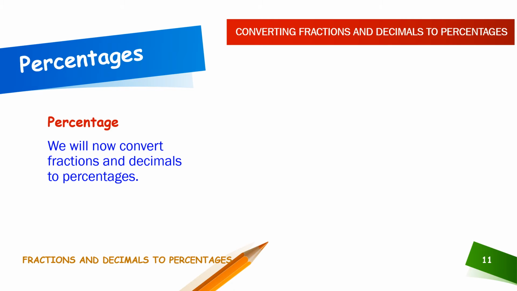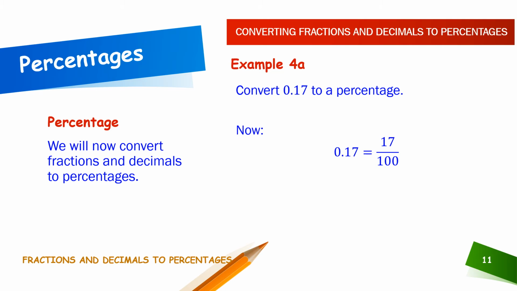Now let's examine how to convert decimals to percentages. Let's take a look at an example. Convert 0.17 to a percentage. From previous units, we know that 0.17 equals 17 over 100. Place the digits after the decimal in the numerator as shown. The decimal point acts like the 1 in the denominator. And the number of digits after the decimal point is the number of zeros we put in the denominator. We now have a value out of 100, and this is our percentage.